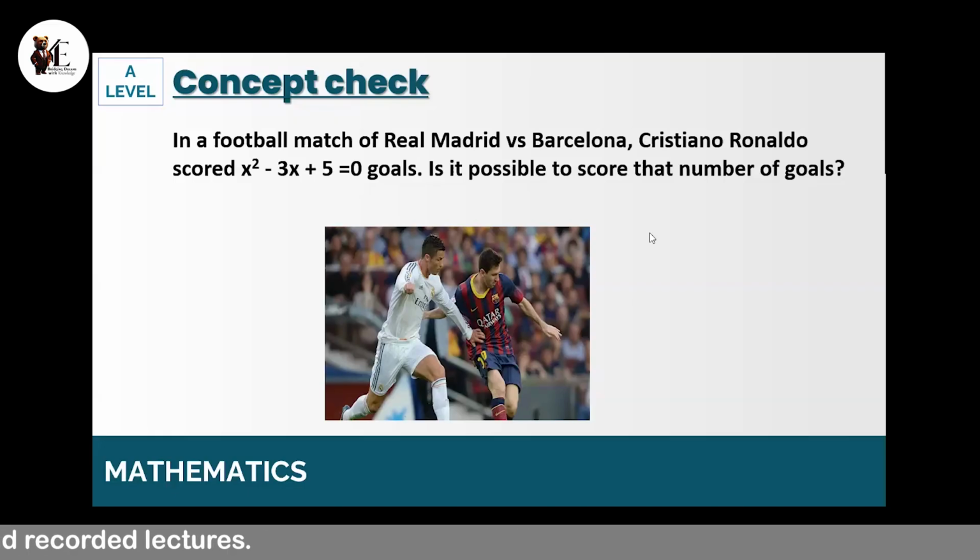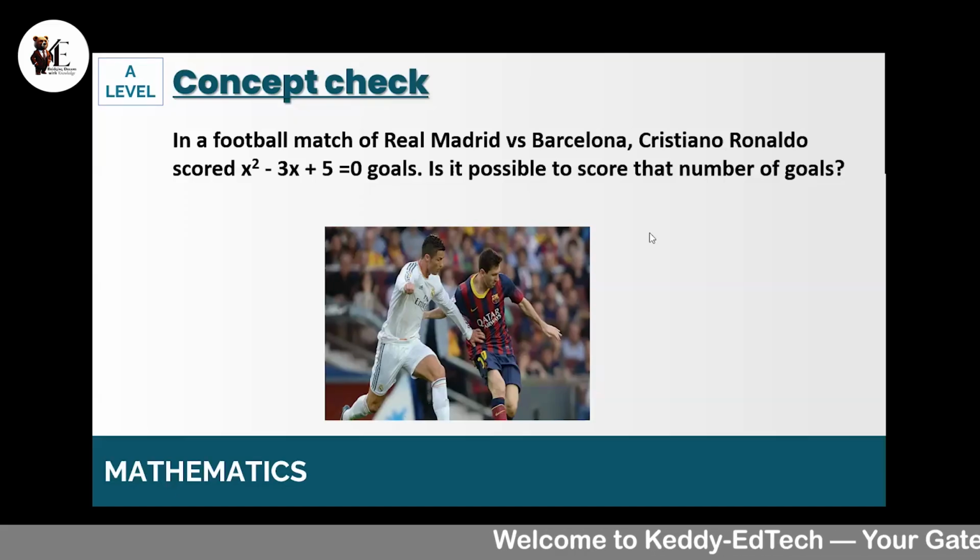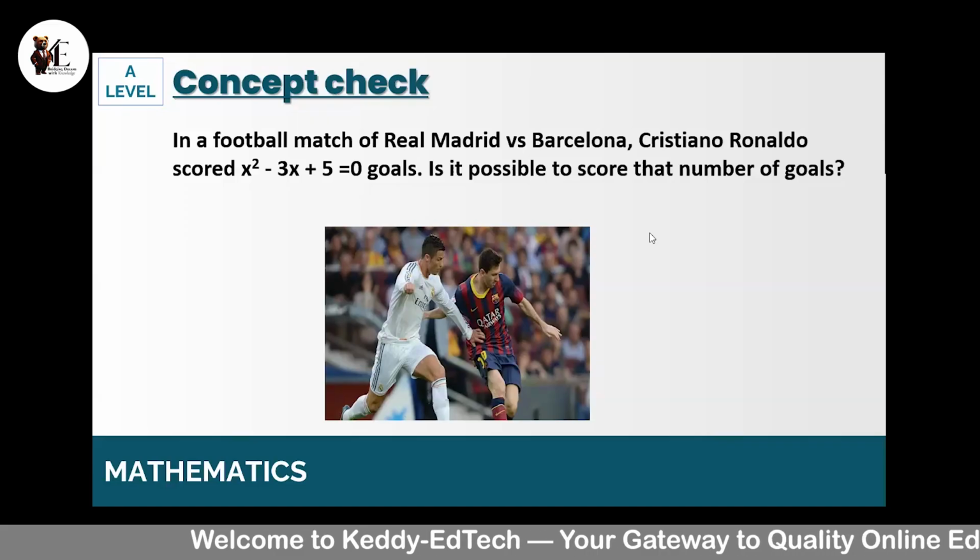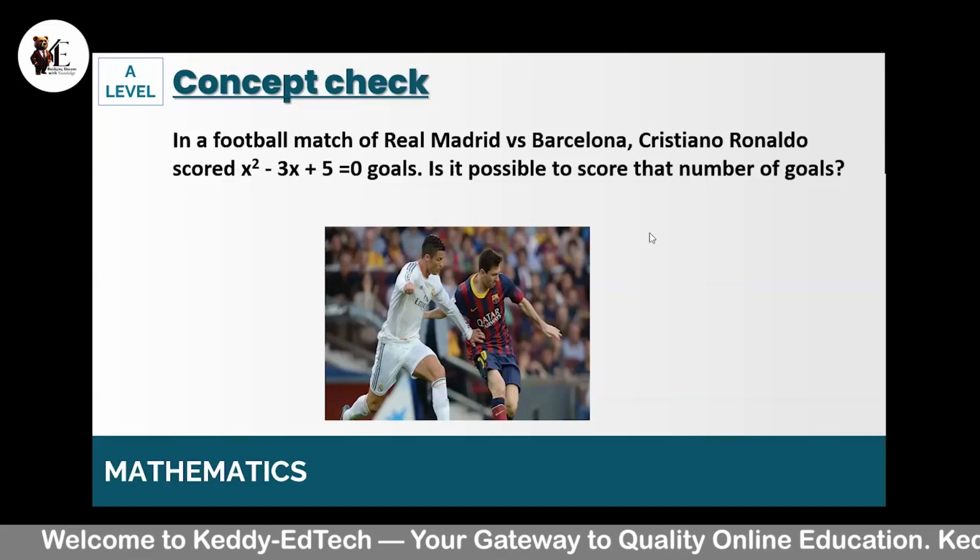Okay, so if it's 0 or a positive number, it would be possible, right? But if it's a negative number, it wouldn't be possible. Yes. Because no one really scored -4 or -3. Okay, so please find the value of the discriminant for this question.